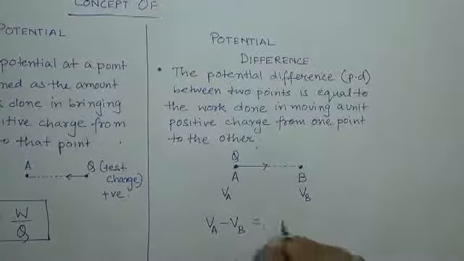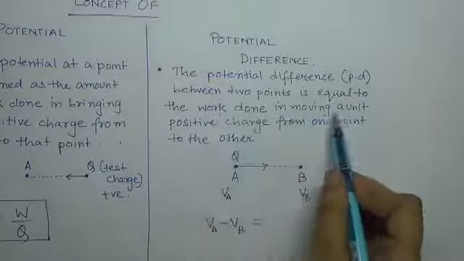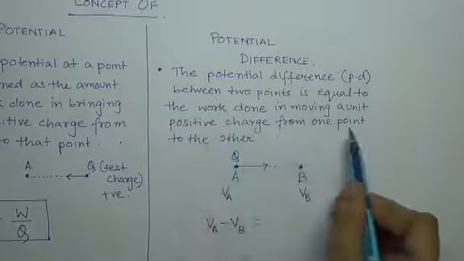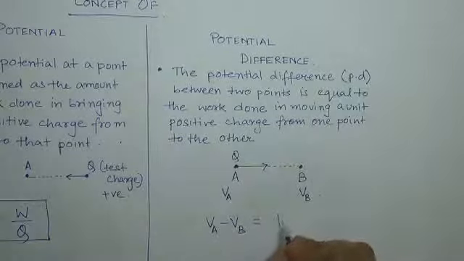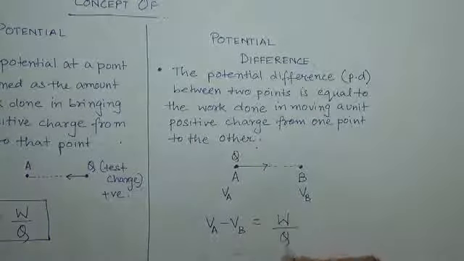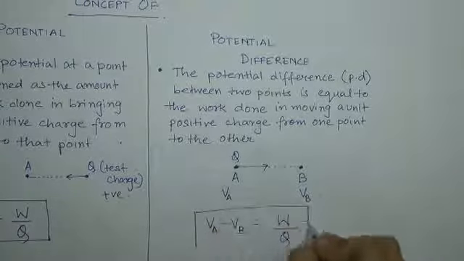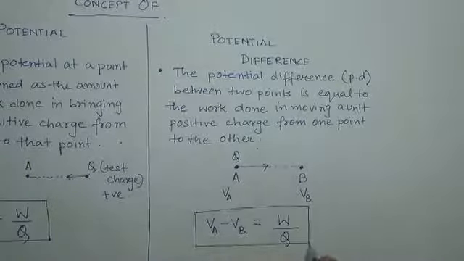and according to the definition it is equal to the work done in moving a unit positive charge from one point to another point. Work done in moving a unit positive charge from one point to the other point. So VA minus VB is equal to W by Q.